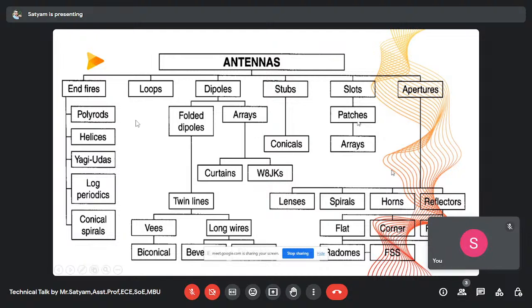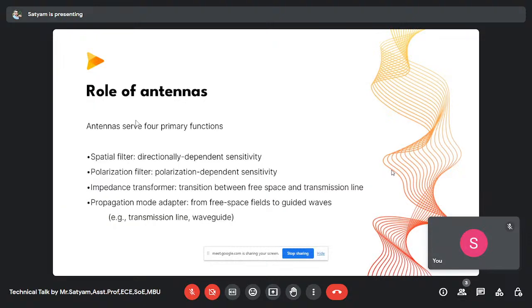So these are the family of antennas, types, classifications. Now, what are the roles? As you have seen in the video, we can list out the whole antenna role into four basic subtopics, right?